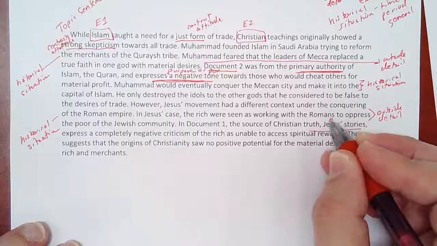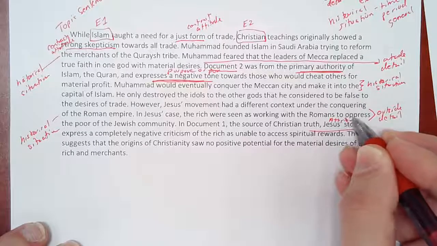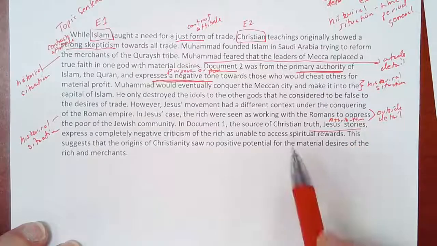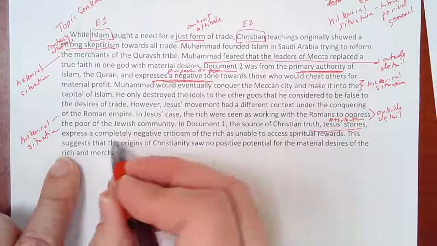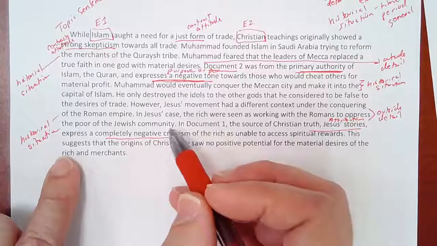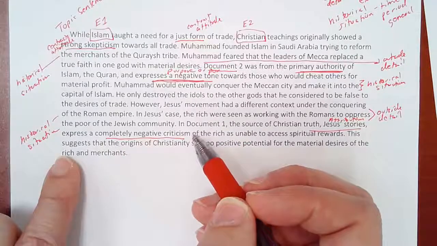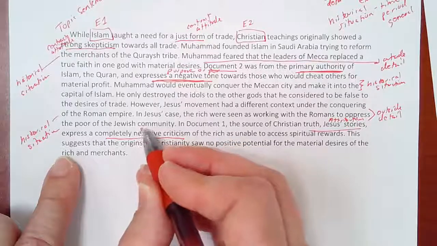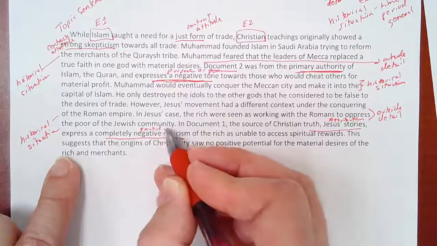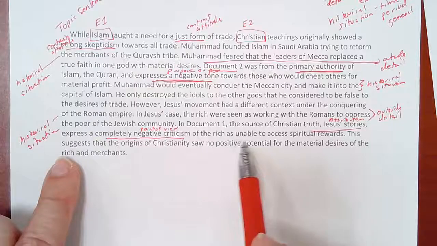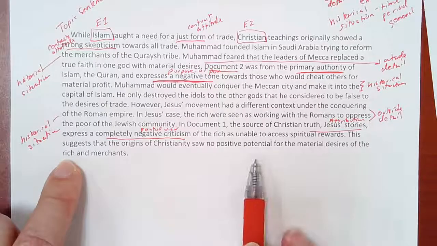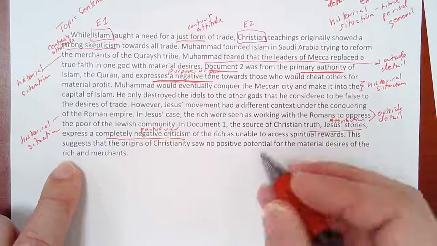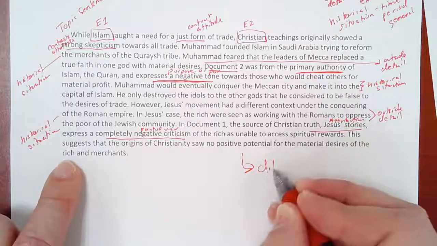What's my source that I'm doing here? Here's my attribution. Jesus' stories express a completely negative criticism. So there's our contrast. It wasn't a sort of negative criticism, it's a complete negative criticism. So again, we're getting point of view or purpose: the rich are unable to access spiritual rewards. This suggests that the origins of Christianity saw no positive potential for material desires. Here's my clear difference with Islam.